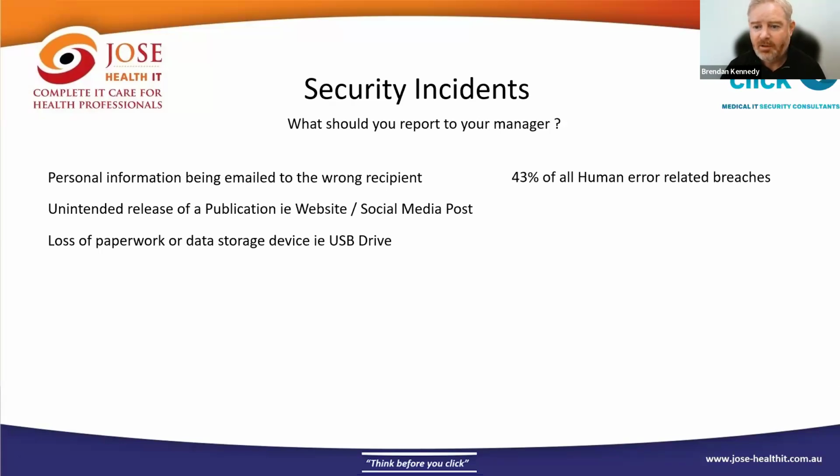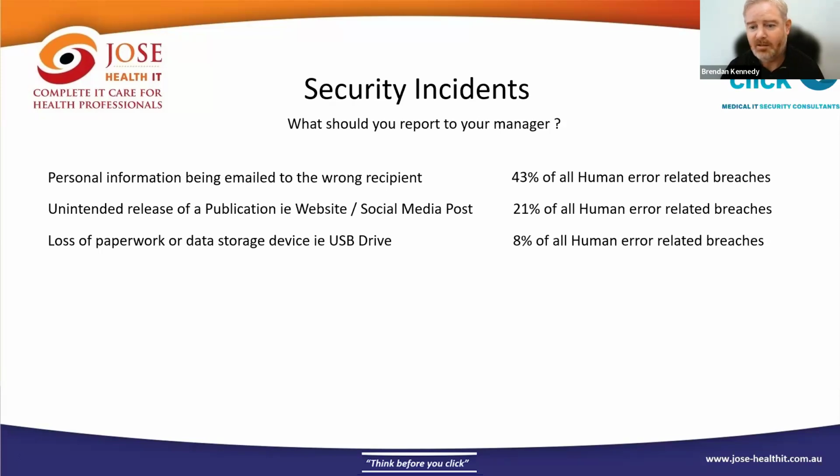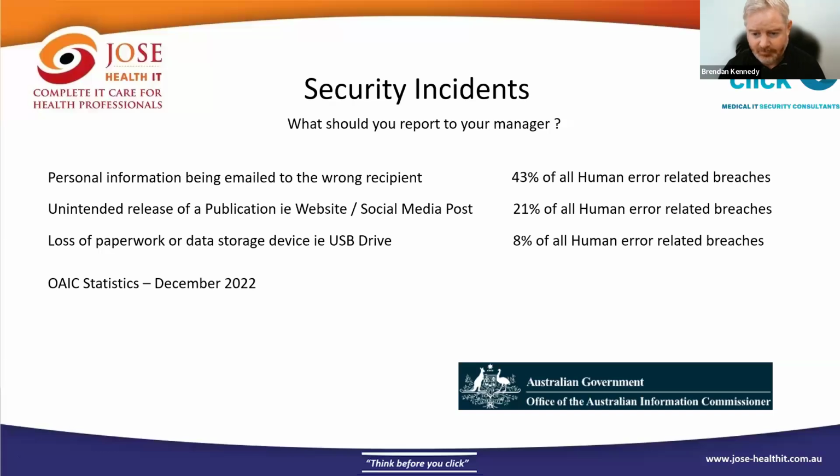So 43% of all human-related breaches are based on the fact that they've been sent to the wrong recipient. 21% of those are then related to also human error-related breaches when uploading or releasing information incorrectly, and the last is 8%. And this is from the Office of Information Commissioner. These are from 2022. I haven't updated these recently, but malicious attacks account for some of it, but a good large portion of it relates to the person in charge of the mouse, the person sending the email.